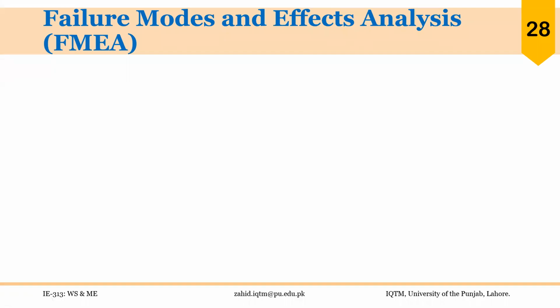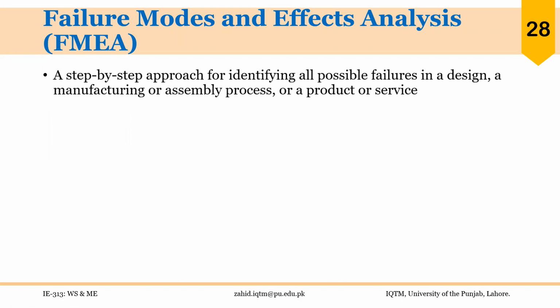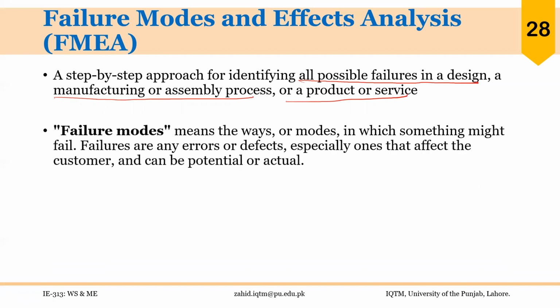The fourth tool that we are going to discuss to identify the problems in any process or product is failure modes and effects analysis, or FMEA. It's a step-by-step approach for identifying all possible failures in a design, a manufacturing or assembly process, or a product or service. So it's a very important tool that can be applied in a variety of situations.